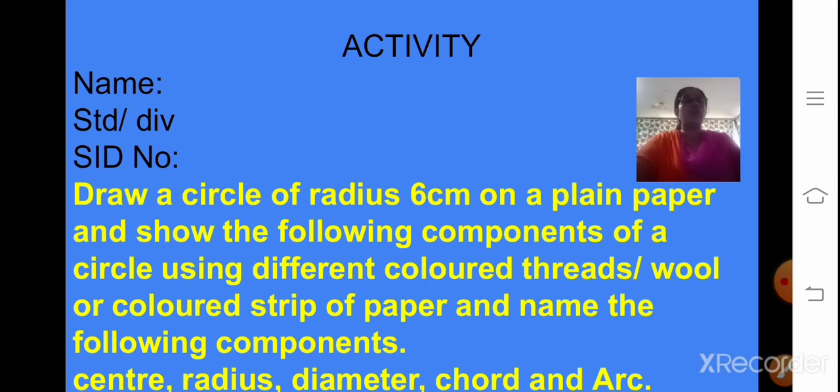Now which are the 5 components we studied? We studied about center, radius, diameter, chord and arc. Before doing this activity, you have to write your name, standard, and correct SID number. First check that you have written your name, standard and SID number. Only then start with your activity. Okay, now this is all about your activity.